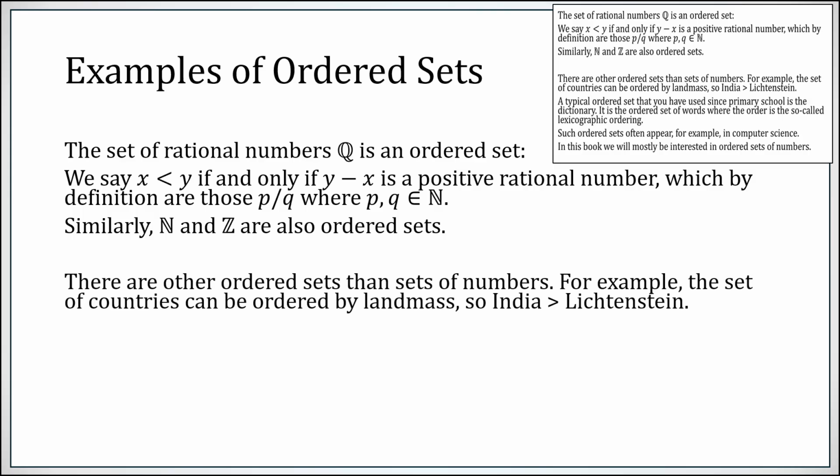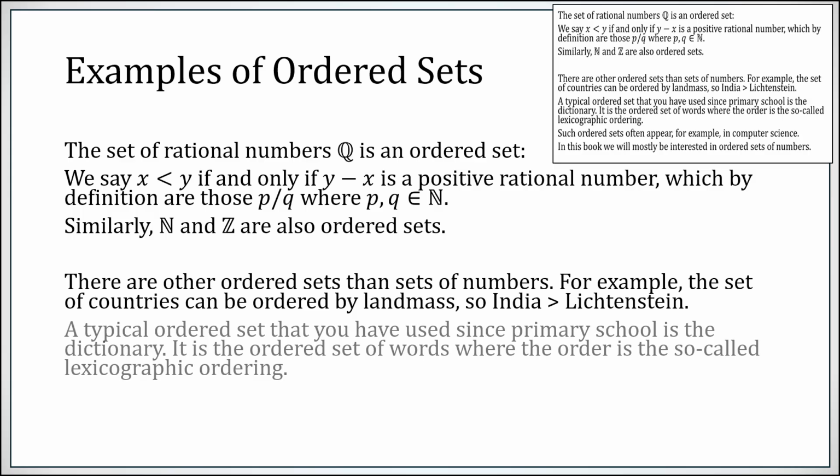There are other ordered sets other than sets of numbers. So for example, you could talk about the set of countries and order them by land mass. So India is a larger country than Liechtenstein, so India is bigger than Liechtenstein. This is just placing an ordering on a set.